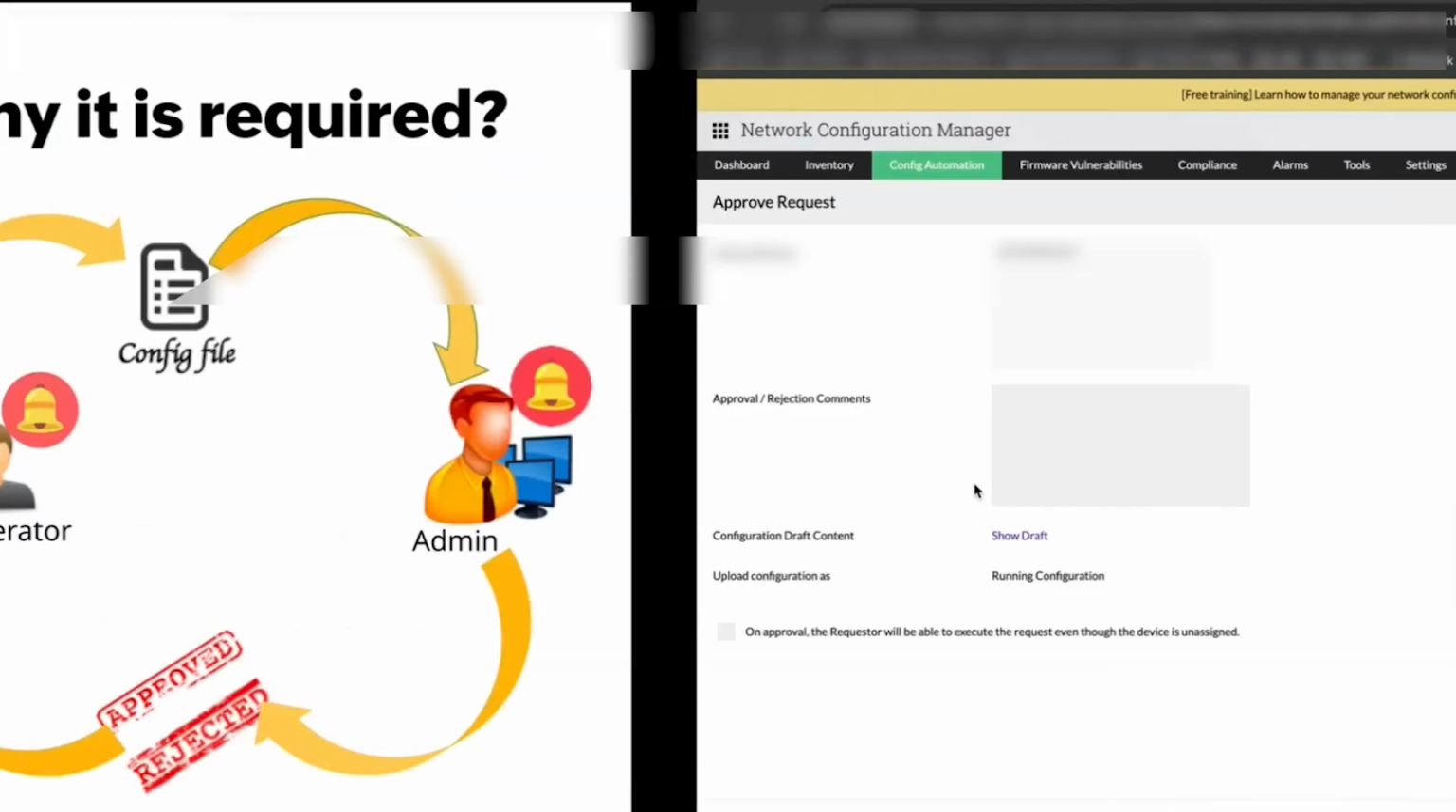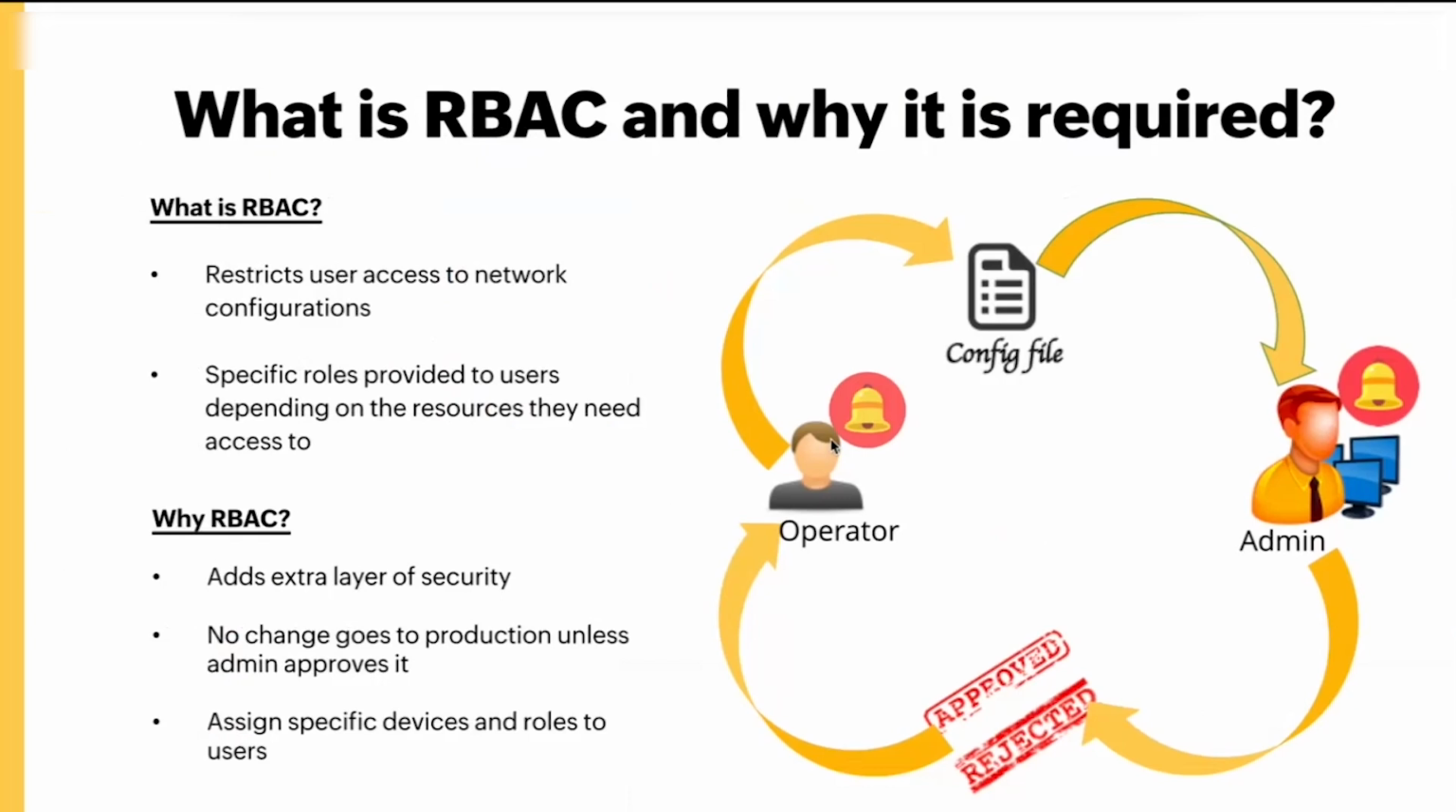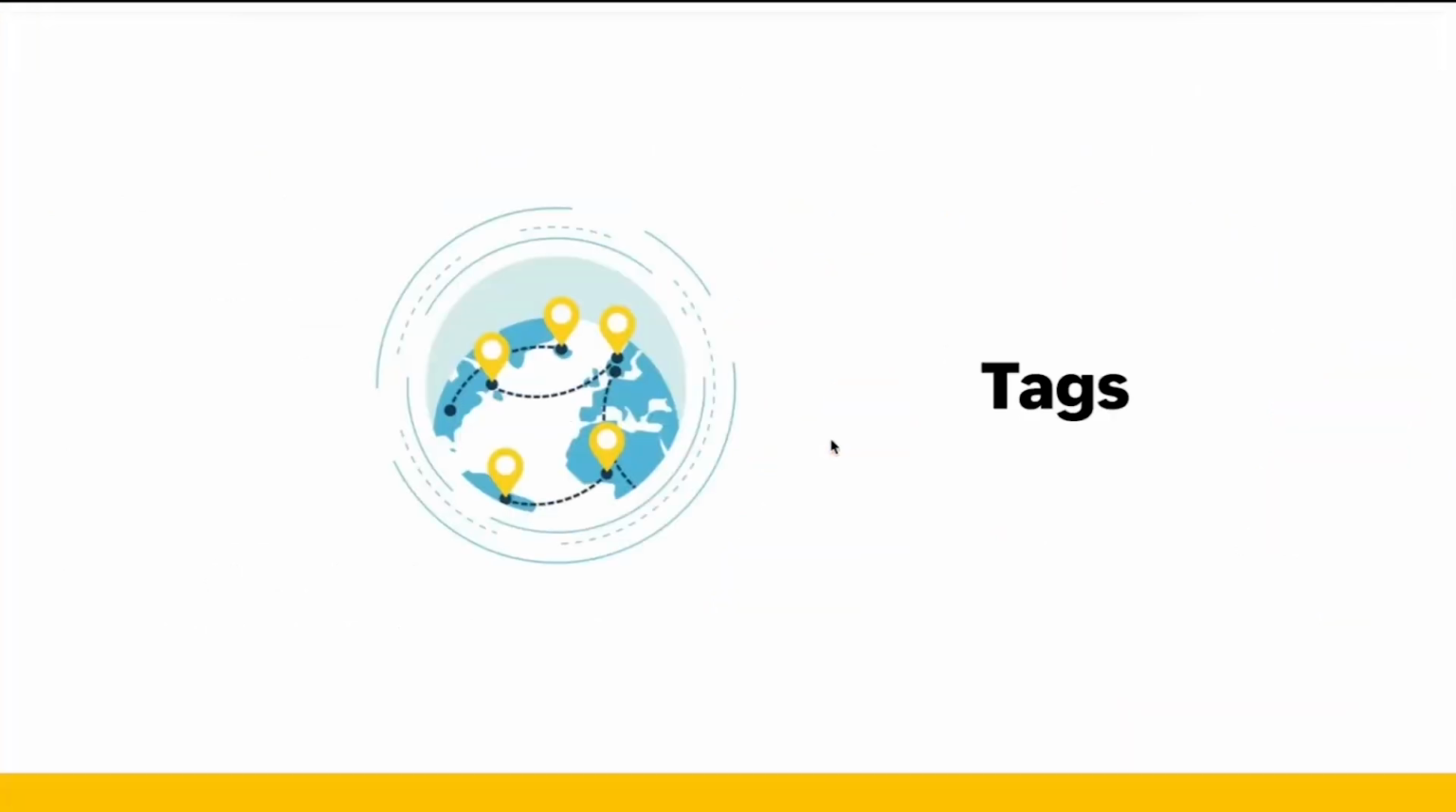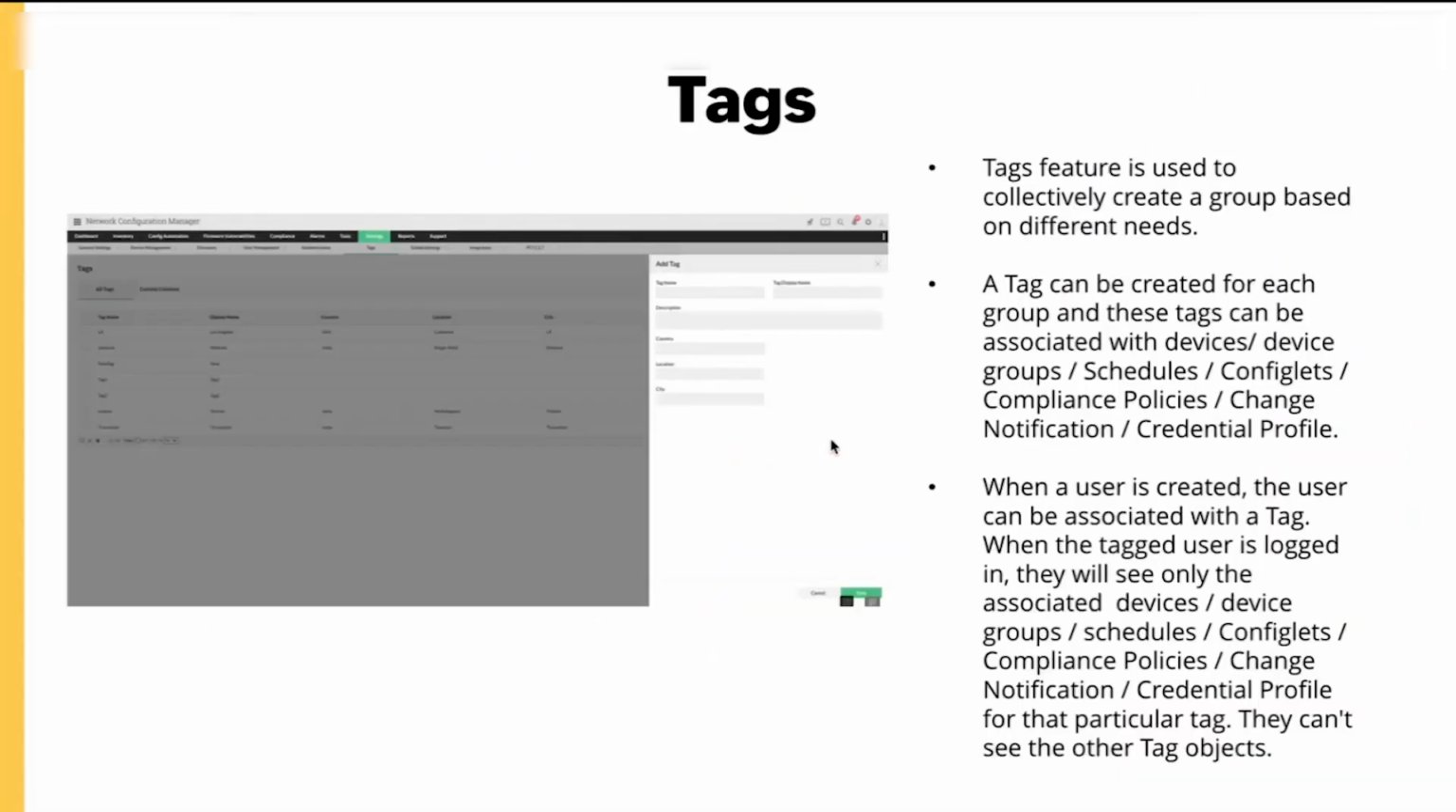This is about role-based access control in Network Configuration Manager. Next is tags. Tags are similar to hashtags. You can create a particular tag for a location, and you can assign certain devices, schedules, configurations, compliance, and users for that particular location. Say, for example, you have a location in Los Angeles, and you can create a tag called Los Angeles, and you can provide the devices, users, and so on. For the users to whom this particular tag is given, only the Los Angeles devices will be accessible.